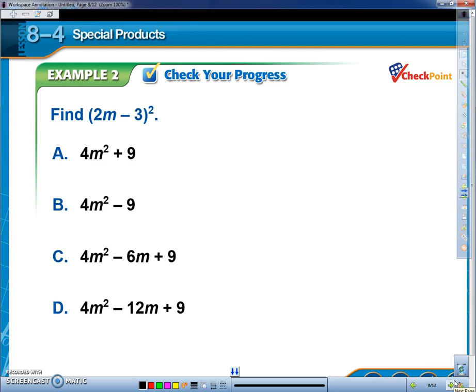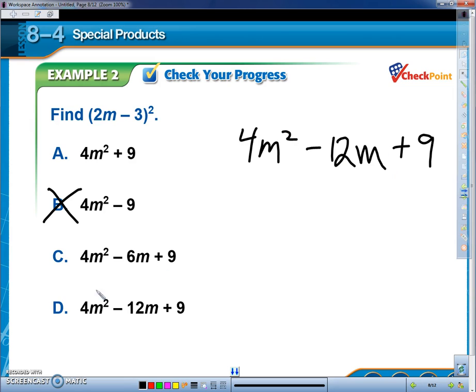All right? So check your progress. Ready, set, go. All right, so the first term, 2m squared, 4m squared. Let's see. They're all good, so never mind. Negative 3 squared is going to be plus 9. Goodbye, B. That one's gone. And then the middle term is going to be a negative. This was 6m, but then I've got to double it to 12m. Looks like D is your answer again.